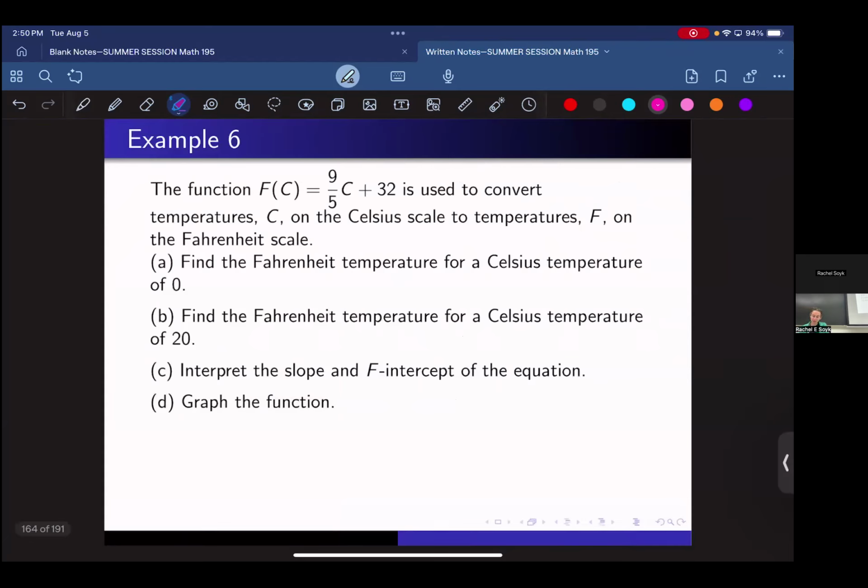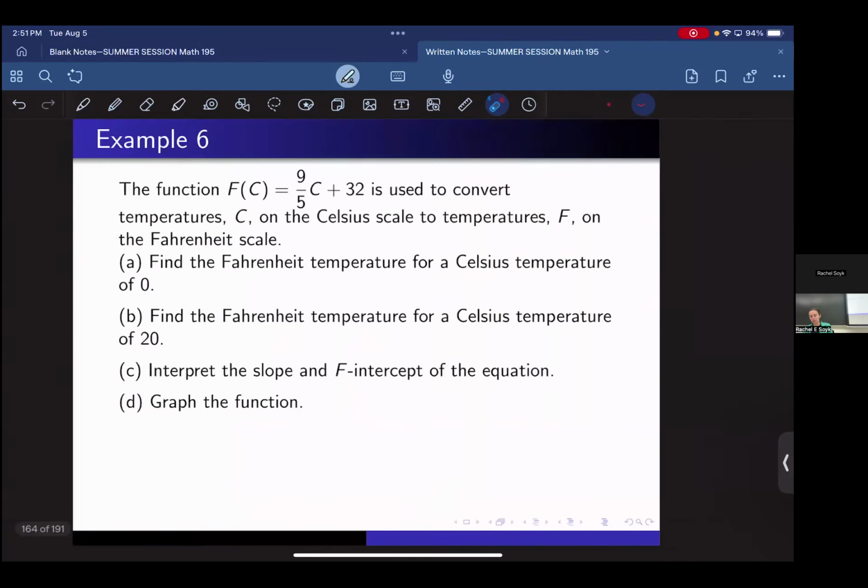All right. So let's do example 6, going back to the whole Fahrenheit and Celsius. We have 4 parts. We want to find the Fahrenheit for a Celsius temperature of 0, and then find the Fahrenheit for a Celsius temperature of 20. Then we want to interpret this, and then we're going to graph. So we can solve the first 2, maybe even 3 on this one, and then graphing I'll put on this second slide.